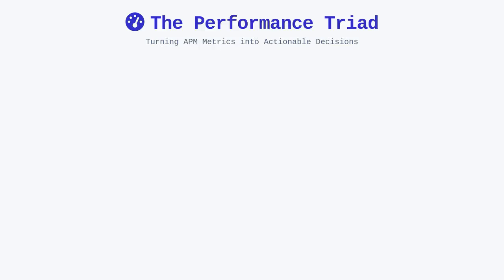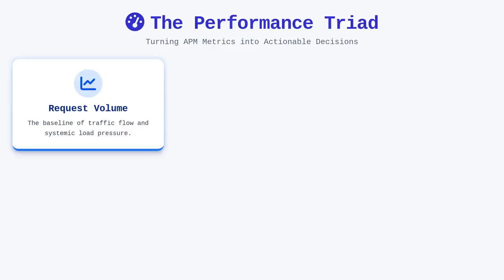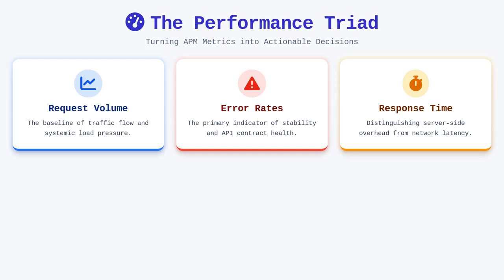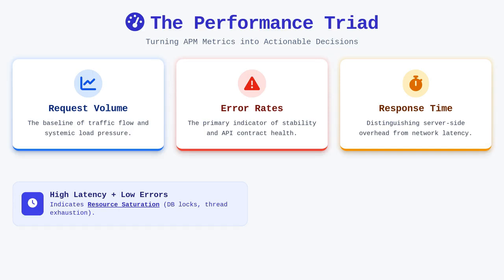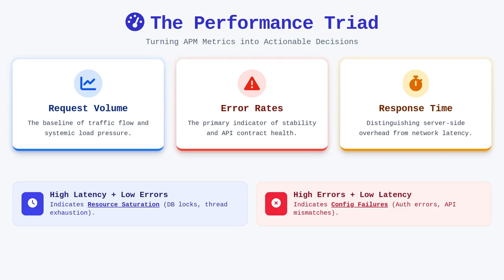To make actionable decisions, you must master the fundamental performance triad: request volume, error rates, and response time metrics. Response time is often the most nuanced, as it requires you to distinguish between server-side processing overhead and the latency incurred on the client side or within the network transport layer. A high response time might be reported, but if the error rate remains low, you are likely looking at a resource saturation issue, such as thread pool exhaustion or database lock contention. Conversely, an increasing error rate with low latency is a classic indicator of configuration errors, authentication failures, or incompatible API contracts between services.